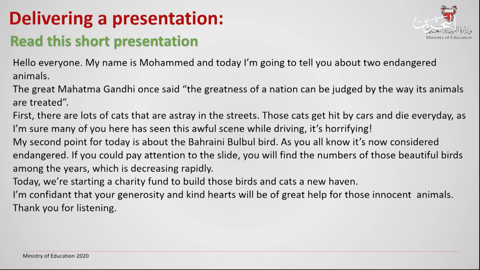My second point for today is about the Bahraini bulbul bird. As you all know, it is now considered endangered. If you could pay attention to the slide, you will find the numbers of those beautiful birds among the years, which is decreasing rapidly. Today, we are starting a charity fund to build those birds and cats a new haven. I'm confident that your generosity and kind heart will be of great help for those innocent animals. Thank you for listening.